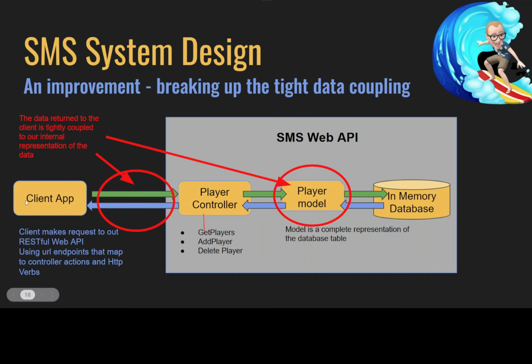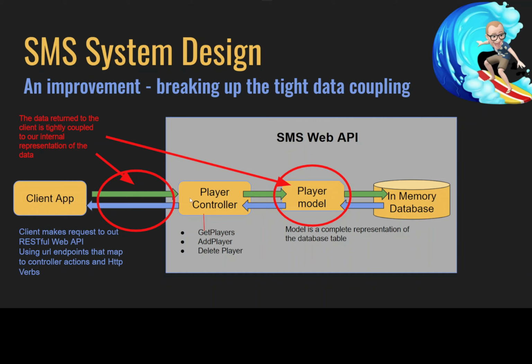And when a client makes a request to get a player or submit a player in or have any interaction with the player whatsoever, they need to know everything about the underlying internal player structure. So the data returned to the client is tightly coupled to the internal representation of the data. So what does that actually mean? It means several things, and in this video we'll find out how we overcome those.